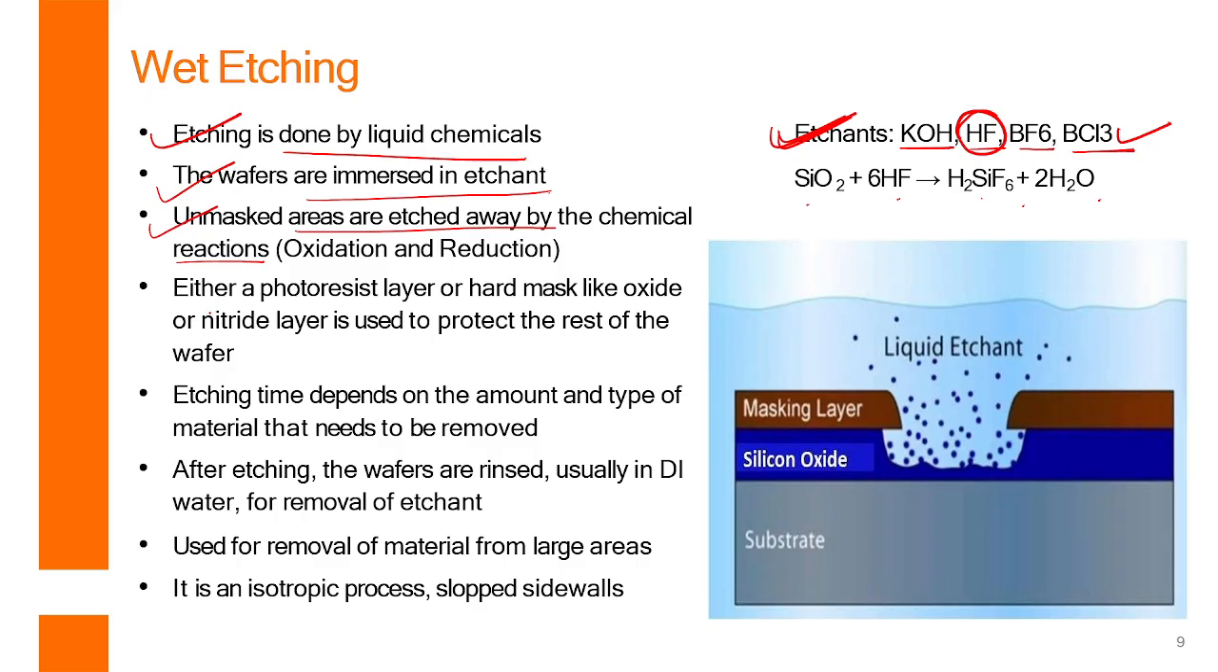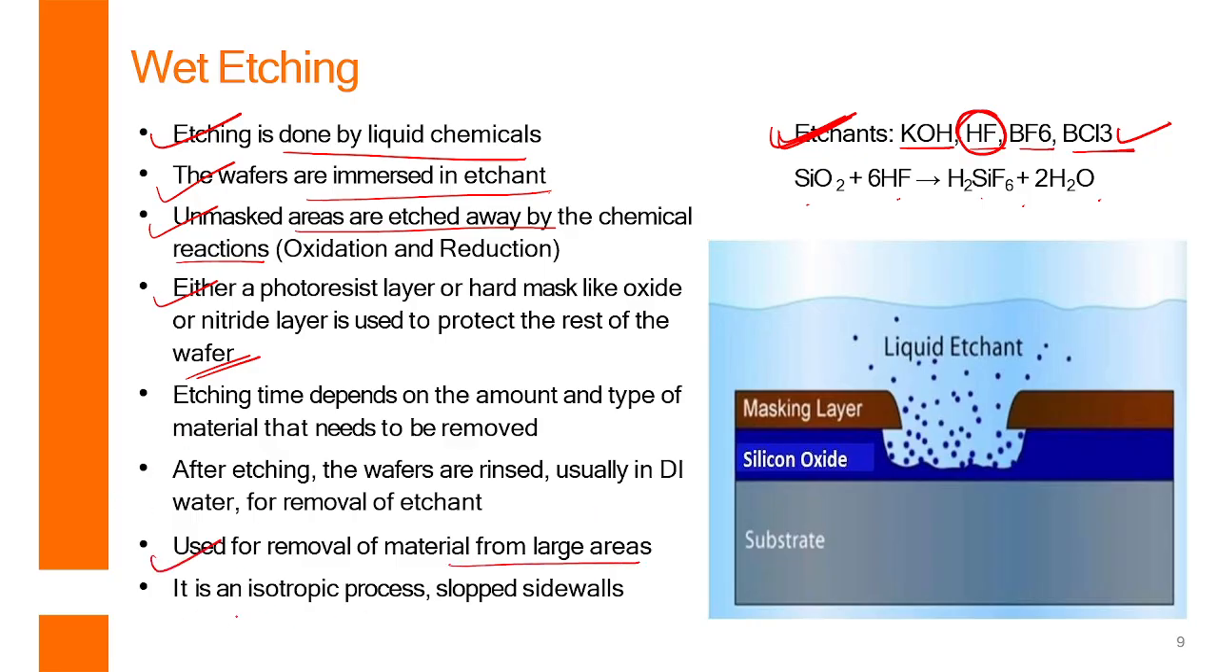Either a photoresist layer or a hard mask like oxide or nitride layers is used to protect these wafers. We can use them as the masking. The etching time depends on the type of material you are using. After etching, you need to rinse the wafer in distilled water, DI water, to remove unwanted agents. This is used for material over large areas.